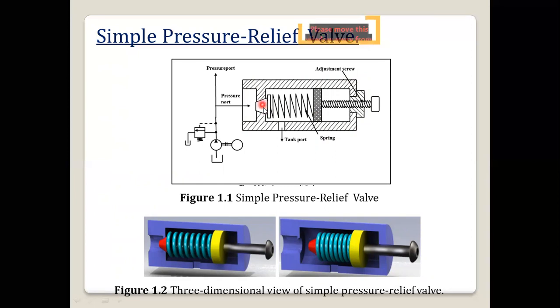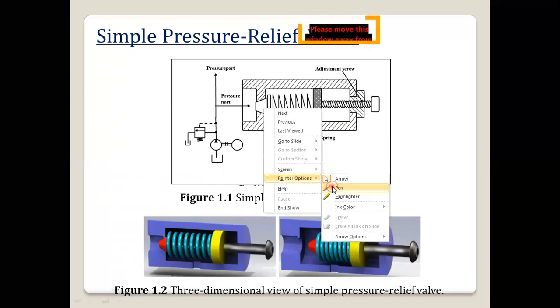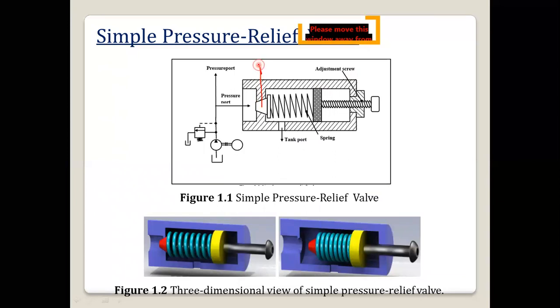And this part is the poppet, and we have the adjusting screw to control the setting of the pressure. The adjusting screw is there, then the spring is there.